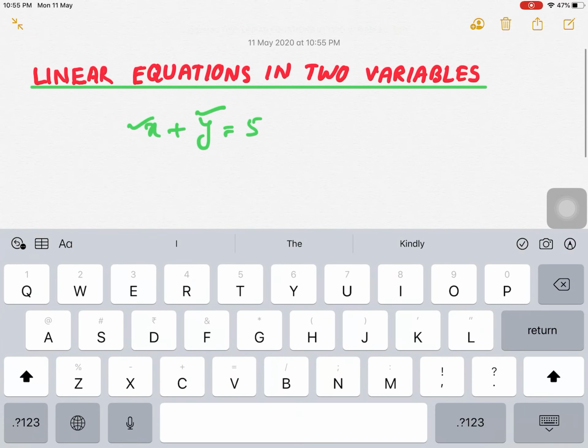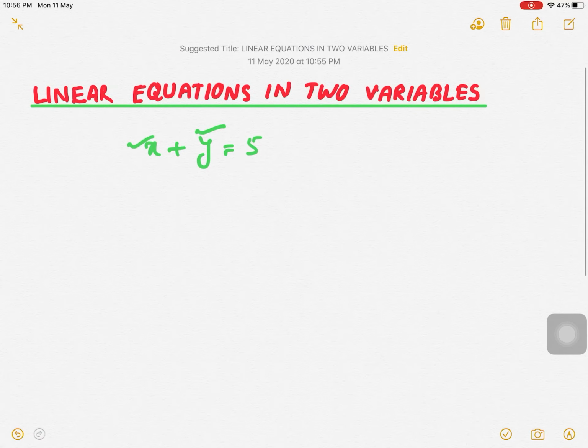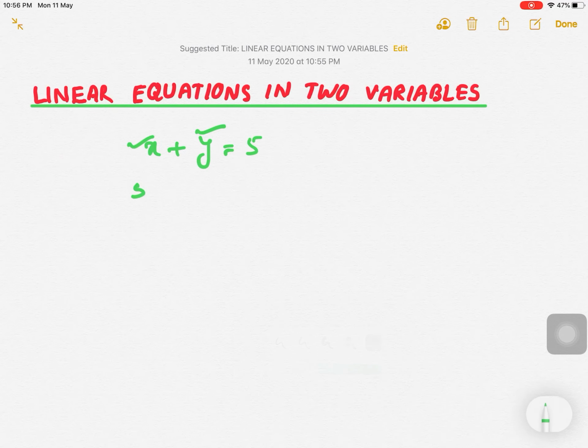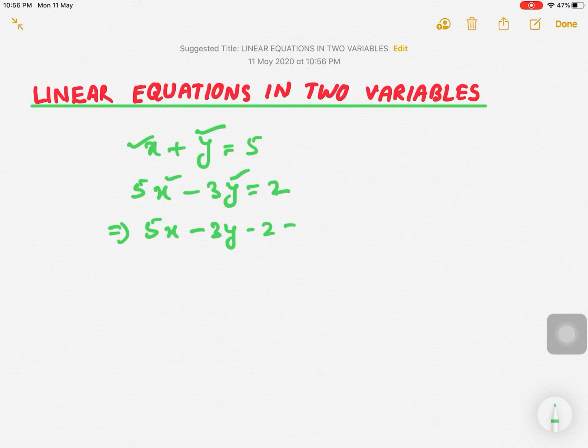Another example I can take. Suppose I take 5x minus 3y equal to 2. Here also we have two variables, so it is a linear equation in two variables. This can be rearranged like this: 5x minus 3y minus 2 equal to 0.